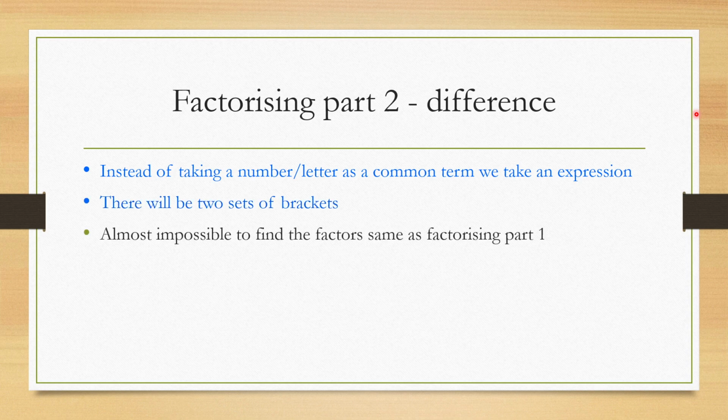So it's almost impossible to find the factors, same as factorizing part 1, unless you have good understanding. When I say good, you usually understand how to factorize really quickly. It's quite simple, but at first it's a little hard to get used to and understand the process itself. So it's almost impossible to find the factors when you are a beginner. But other than that, it becomes easier, but most of the time it's quite hard as well.